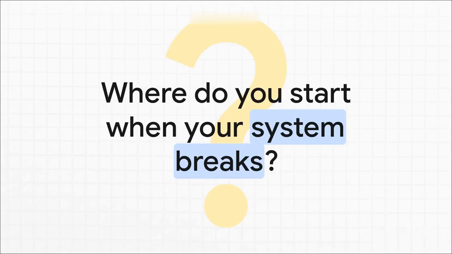This is the question that keeps us engineers up at night. You know the drill. An alert fires, a customer reports a bug, and suddenly you're staring at this digital crime scene. But with microservices, the clues are literally scattered across dozens of different places. So where do you even begin to look?